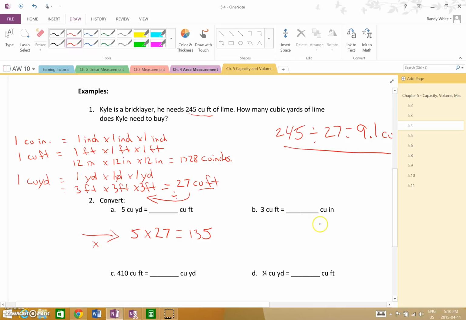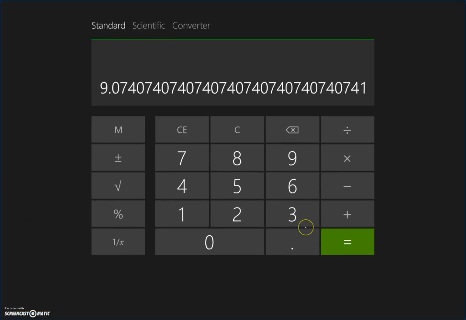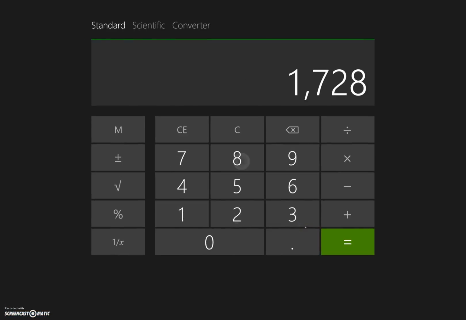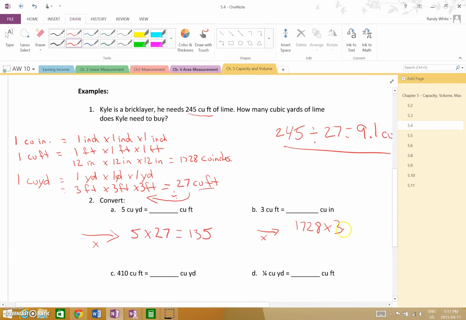Cubic feet to cubic inches. So 1 cubic foot is 1728. So again, I'm going left to right, so I'm going to multiply. So I'm going to take 1728 times 3, which is 5184.